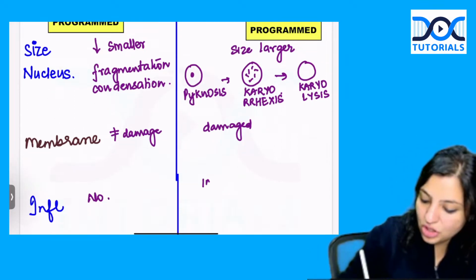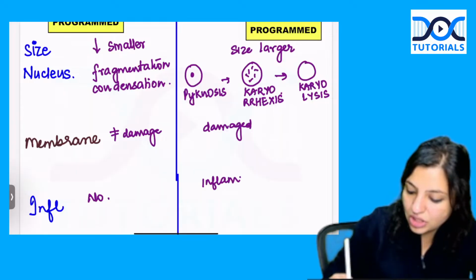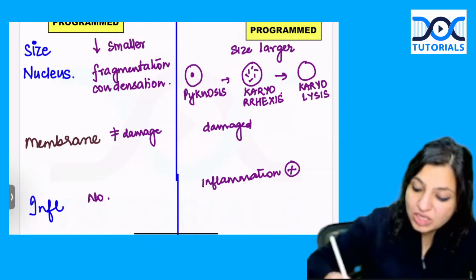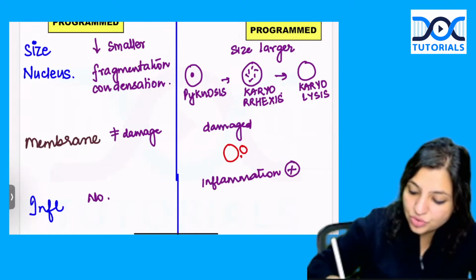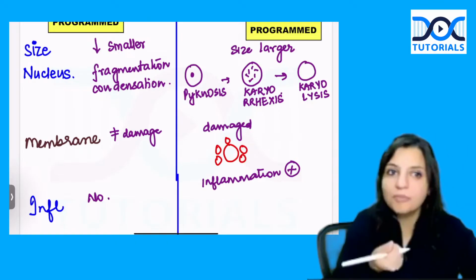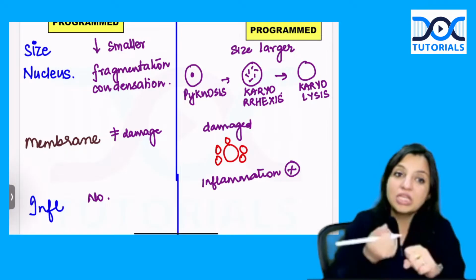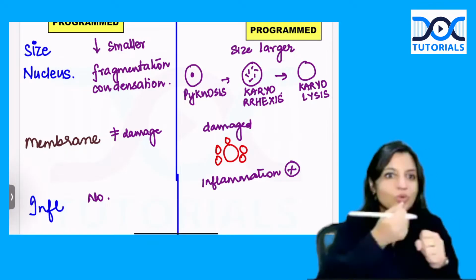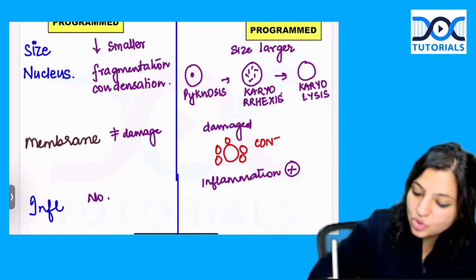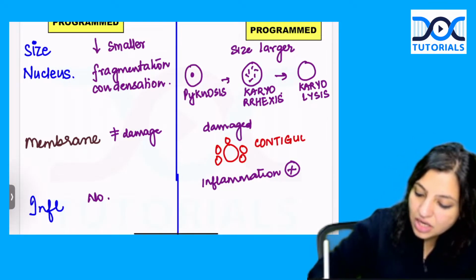So there will be lot and lot of inflammation, but there'll be very few people who will come close to you to help you. So what will happen? The murderer will come and he's trying to kill you, but he'll also kill the surrounding cells who are coming to help you. So in necrosis, usually a contiguous group of cells are affected.